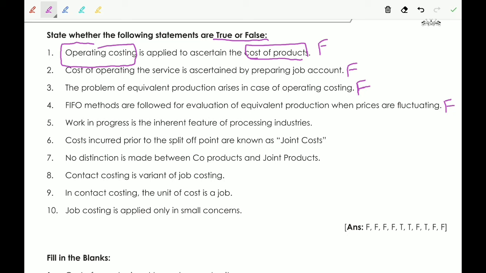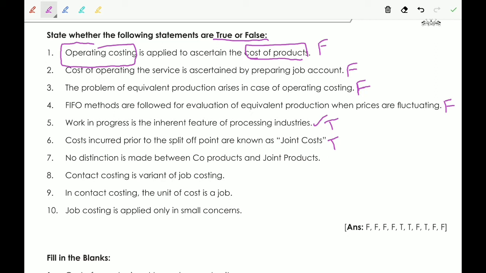Next, fifth one, work in progress is the inherent feature of processing industries. Yes, work in progress is inherent, so it's true. Costs incurred prior to the split off point are known as joint cost. Yes, it is also a true statement.